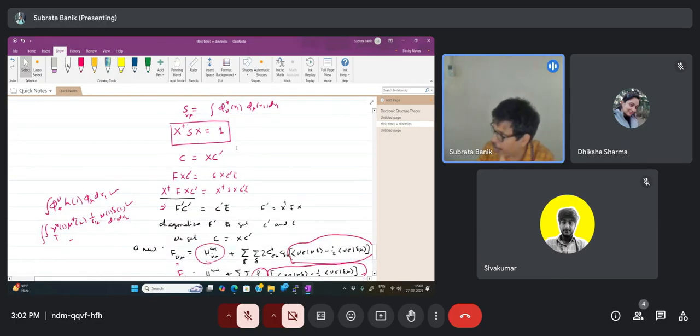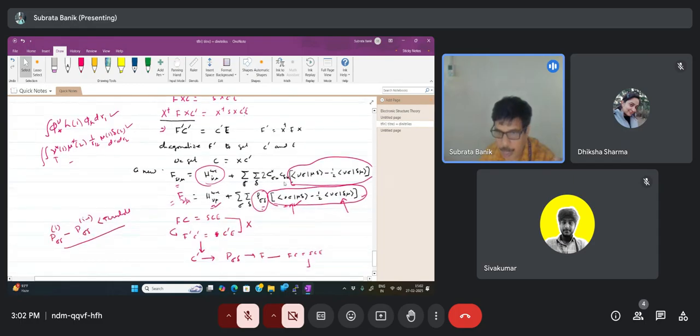Then I have to diagonalize S. There are different routines to diagonalize, right? One is canonical diagonalization, one is Lowdin diagonalization. Use any of them. If you diagonalize, you get X. From that X, you construct F prime and C prime. You get F prime C prime equal to C prime E. Solve this, diagonalize that, and you get a set of C prime. From that C prime, get back to C.